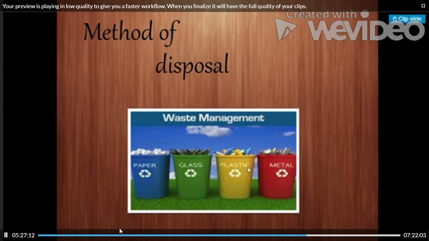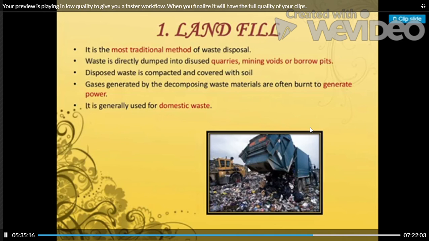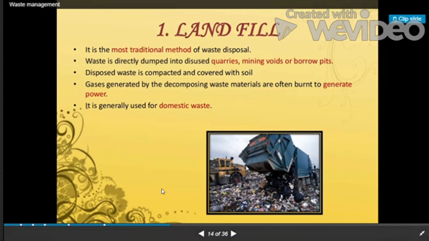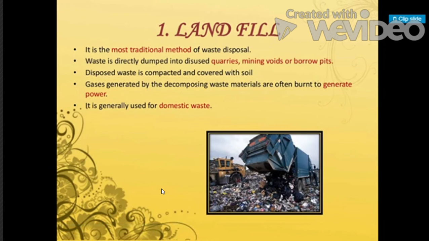Methods of disposal. So we can segregate our trash, our garbage. The number one, the most traditional method of waste disposal is landfill. Waste is directly dumped into disused quarries, meaning mining voids or borrow pits. Disposed waste is compacted and covered with soil. Gases generated by the decomposing waste materials are often burned to generate power. It is generally used for domestic waste.